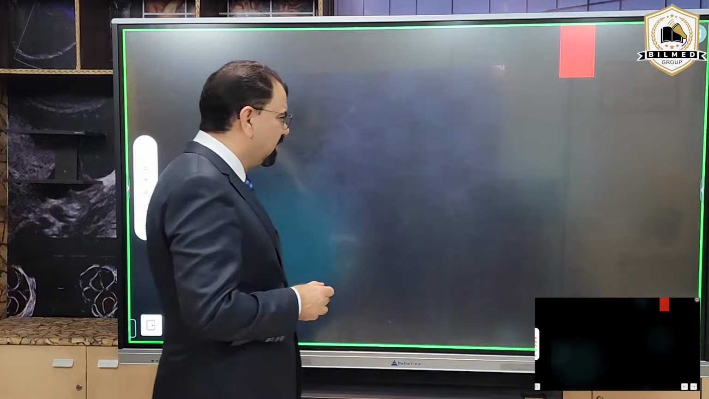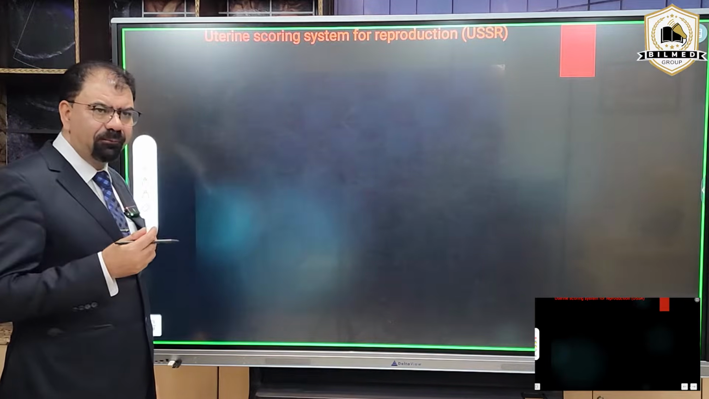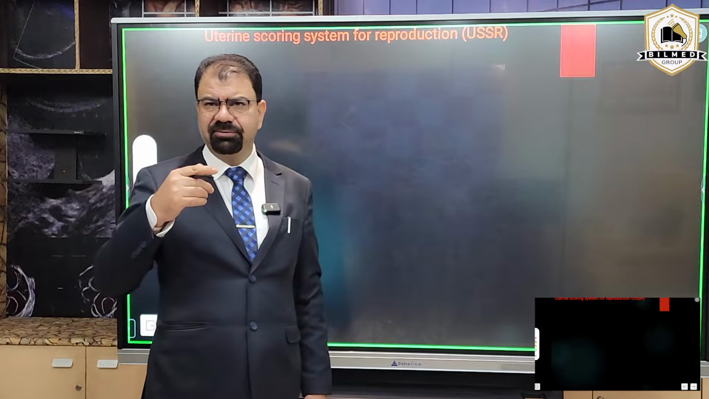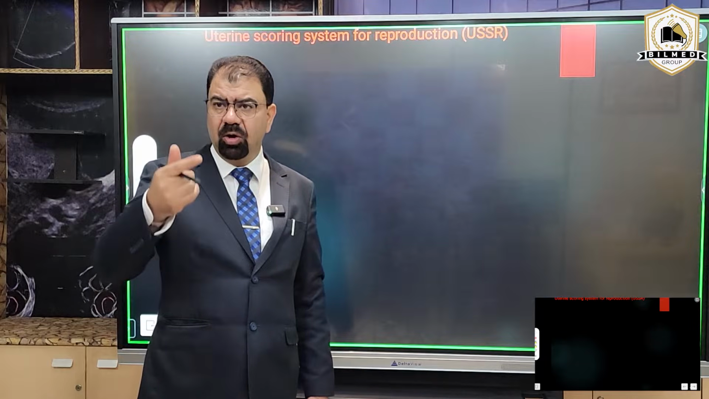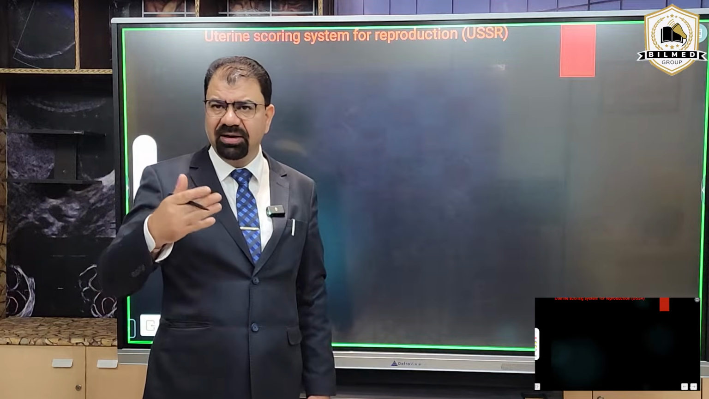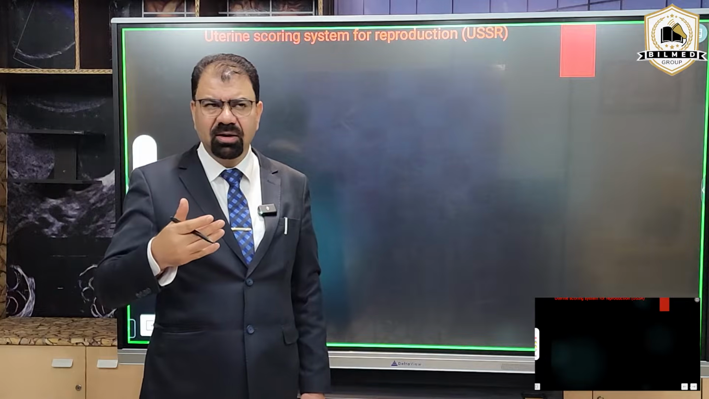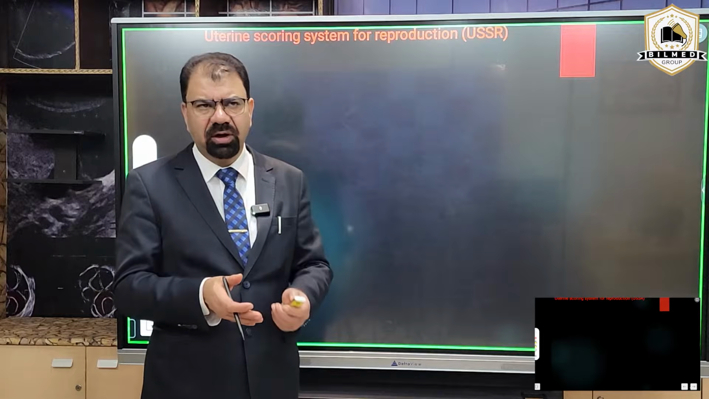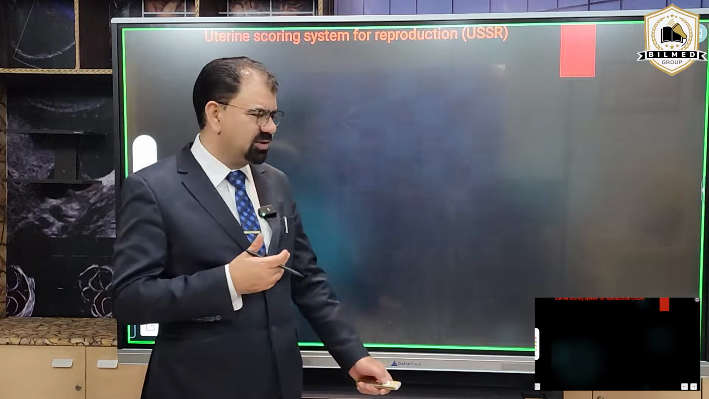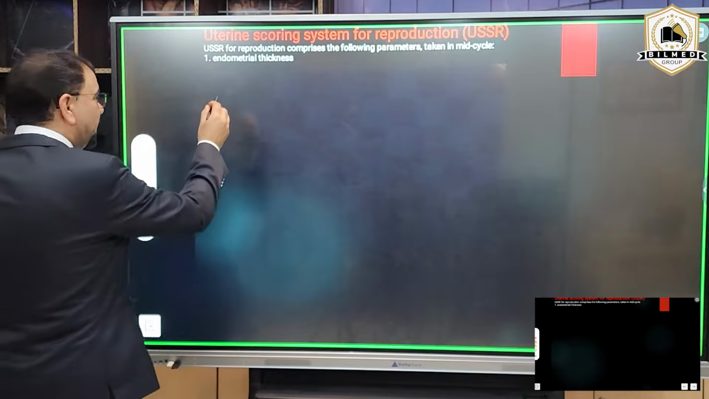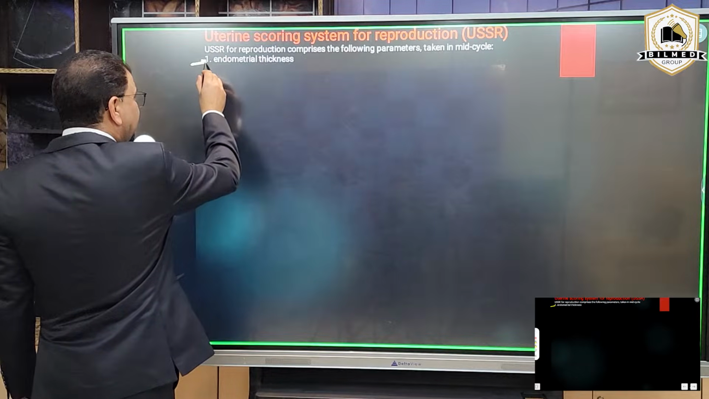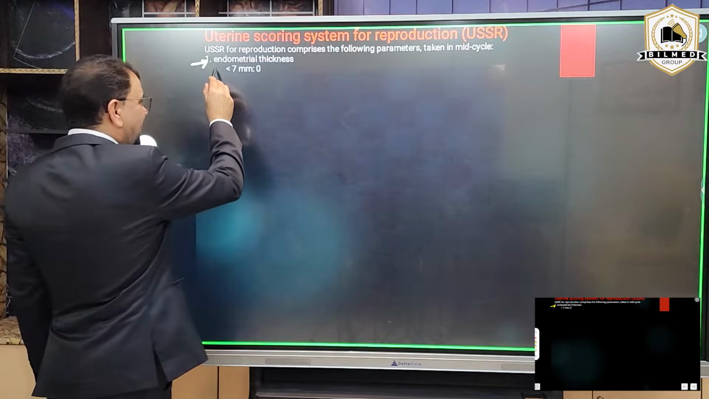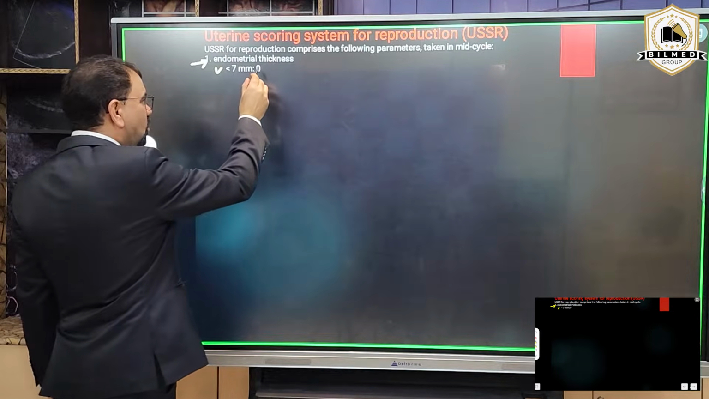What we are doing here is looking for something which we'll discuss. And if that something is present or absent, accordingly we give some points. Then we sum up these points and come up with a biophysical score. It is the same as we do for the fetus. Now, first of all, what we are seeing is the endometrial thickness. Pay attention. If endometrial thickness is less than 7, the score is 0.